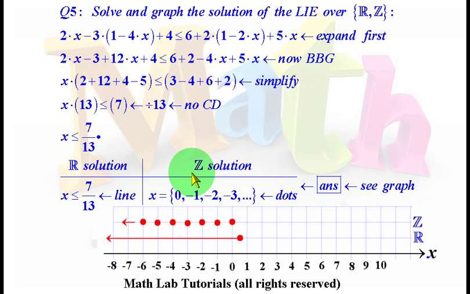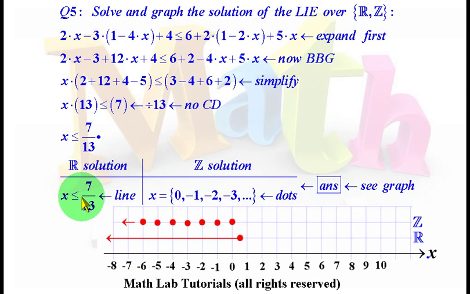Okay, then over the integers, the first integer we encounter, which is less than 7 over 13, is 0. So all the integers to the left of 0 are included in the solution set over the integers. And of course, these represent dots. And because there's an equal sign here, we're going to use solid dots right through.